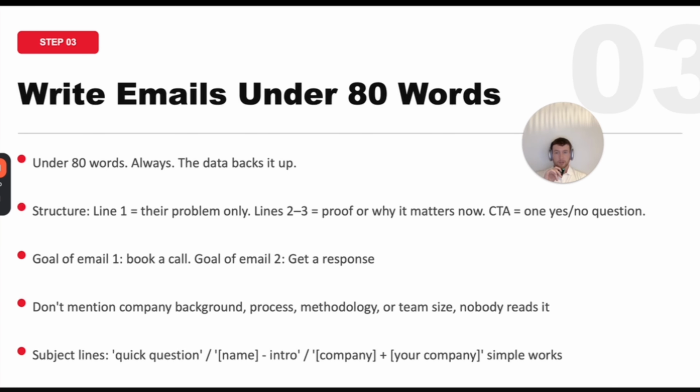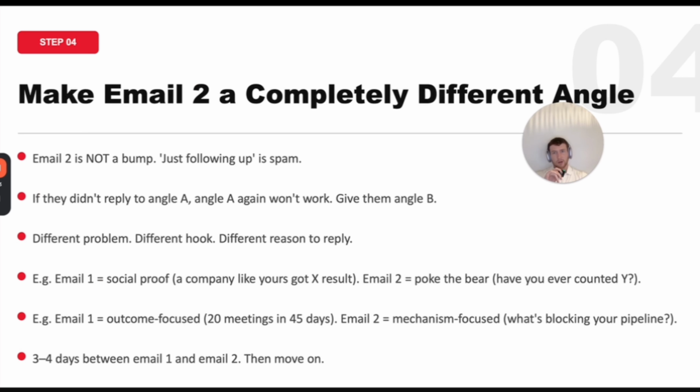So don't mention company background, process, methodology, team size. No one reads it. Don't talk about someone's dog on LinkedIn or their post. It just doesn't work. And the best subject line we use is quick question, first name. It's really that simple. So email 2 is a different angle. Again, one of the things here, please don't say just following up, bumping this, whatever. It's terrible. If they didn't reply to angle A, you can try angle B.